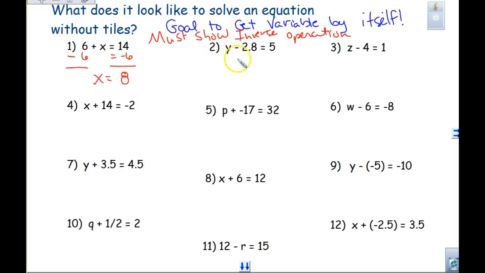We're going to go to this equation. It says y minus 2.8. The opposite of subtracting 2.8, you need to show this, plus 2.8, on both sides of the equal sign. We line up those decimal points. 5 plus 2.8 gives us 7.8 equals y.